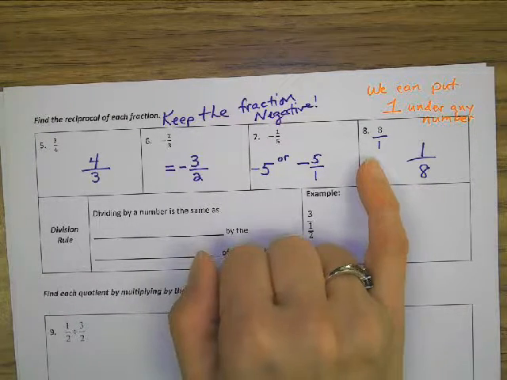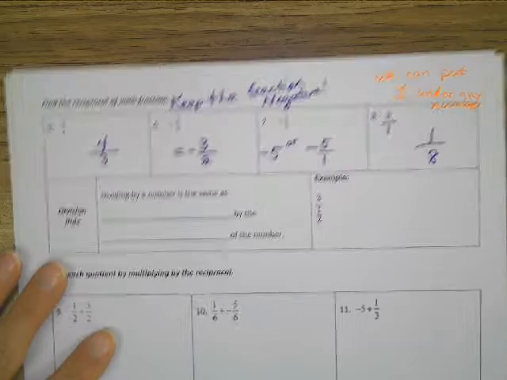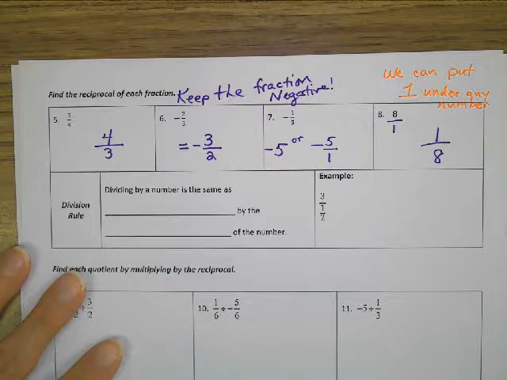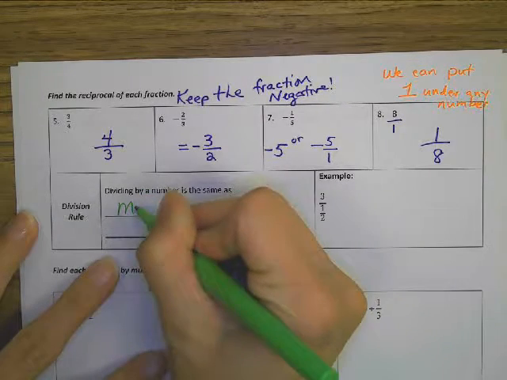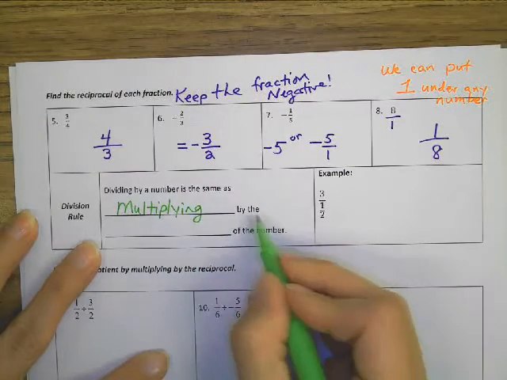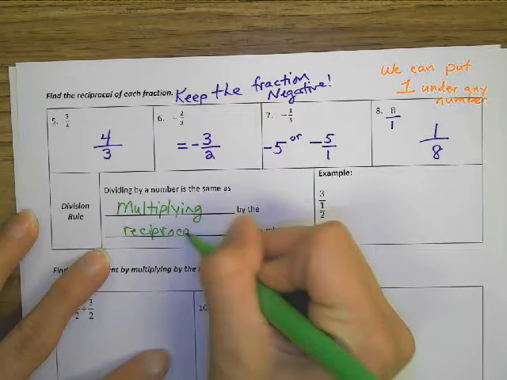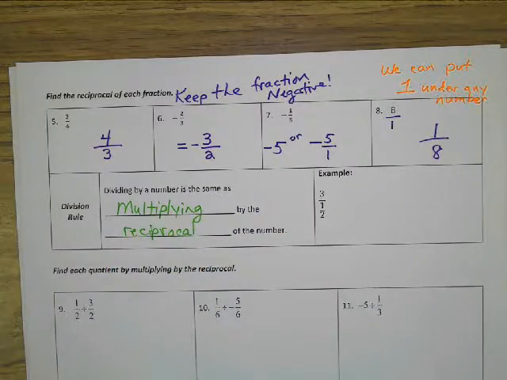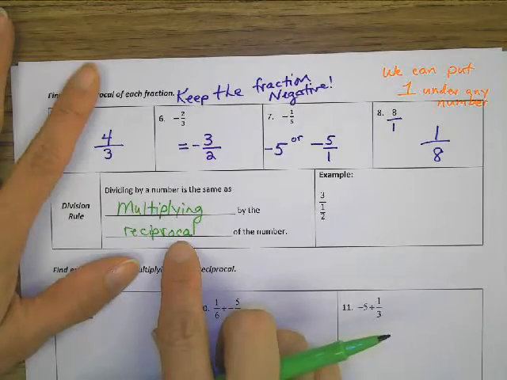Division rule. Dividing by a number is the same as multiplying by the reciprocal of the number. Multiply by the reciprocal, okay? So this is what we're going to use. It's going to make our fractions a lot easier. We're going to do reciprocal.